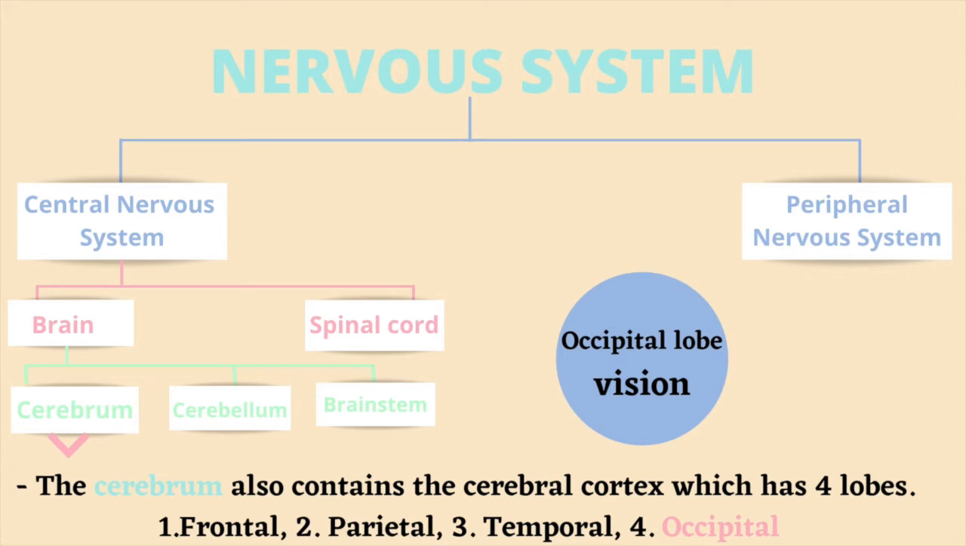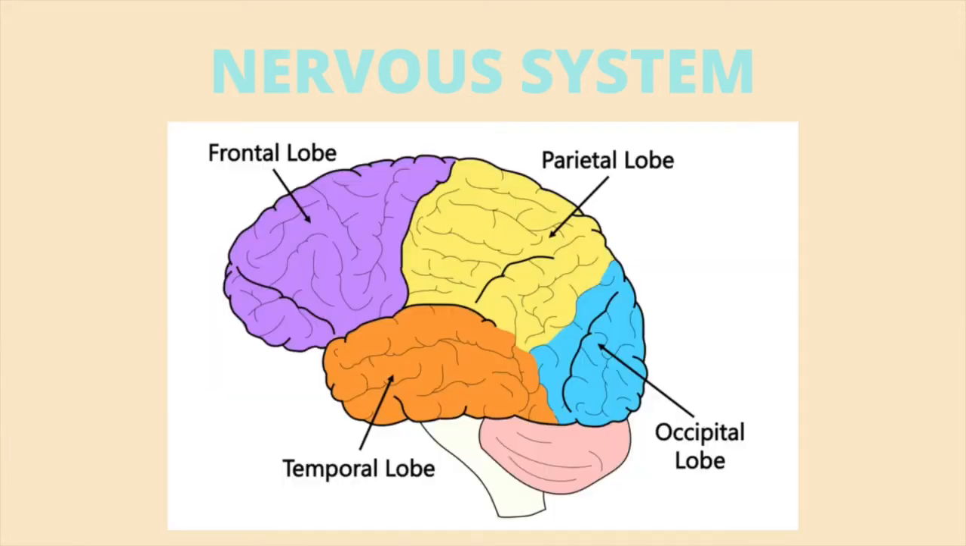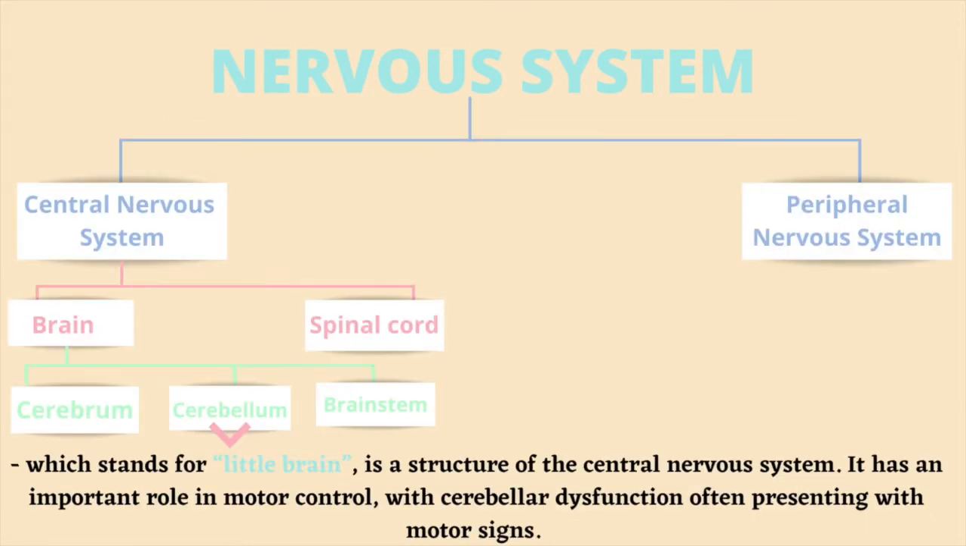So these 4 lobes are also very important in studying the nervous system. So frontal lobe more of cognitive, parietal lobe feelings, temporal lobe memories and hearing, and occipital lobe is for the vision. Now the cerebellum, which stands for little brain, is a structure of the central nervous system.